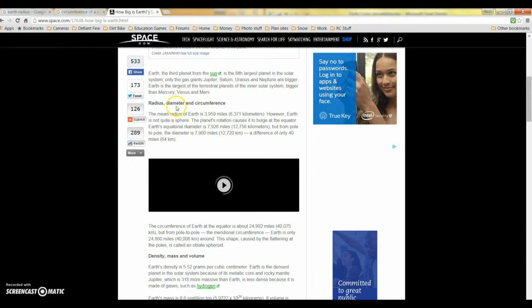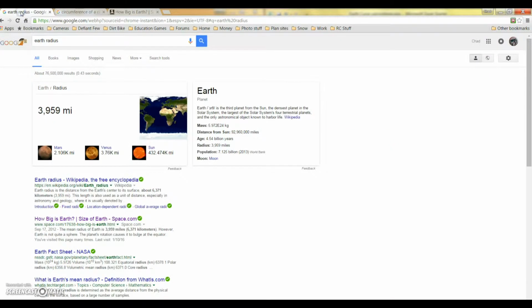So this is just showing that 3,959 is what I'm using right here, the mean radius of the Earth. So that's what I'm using in all my calculations. So we've got the Earth radius to deal with.